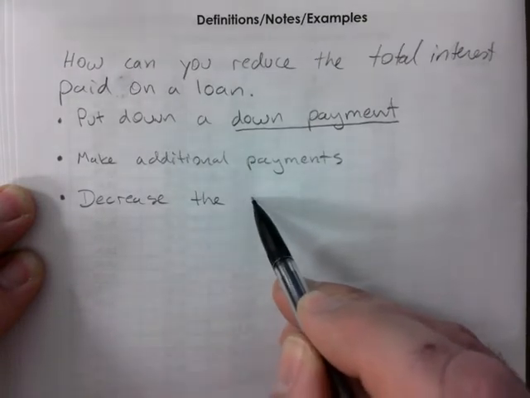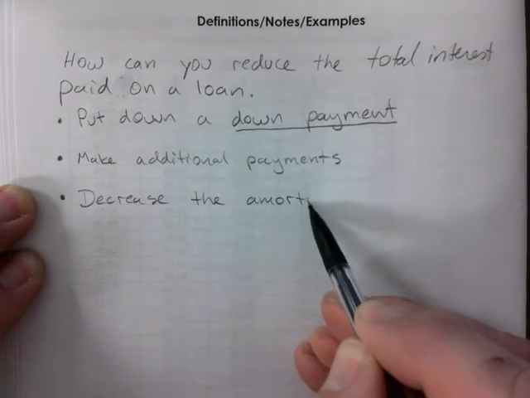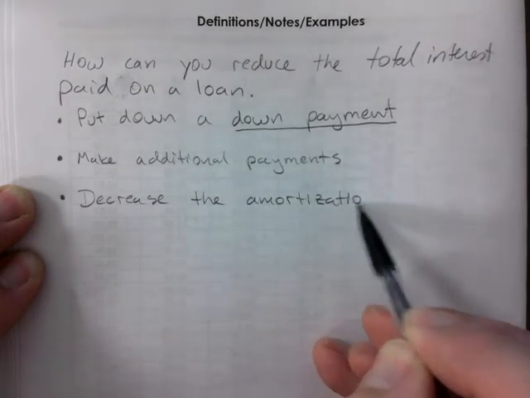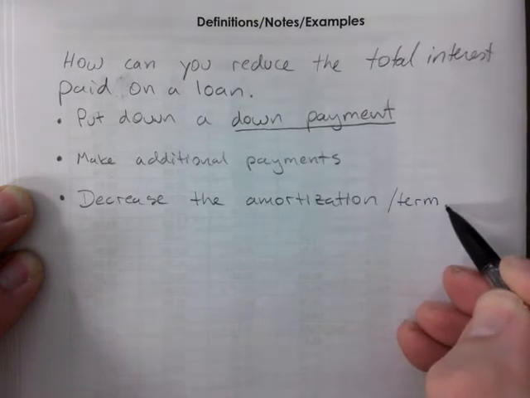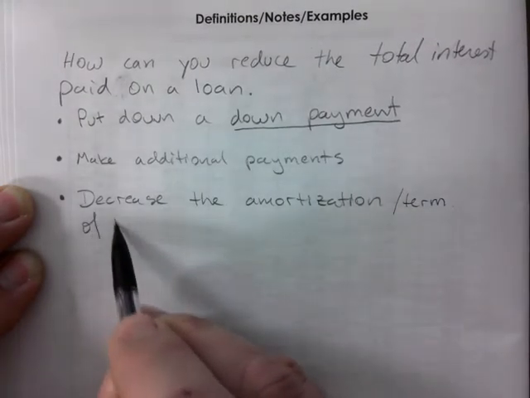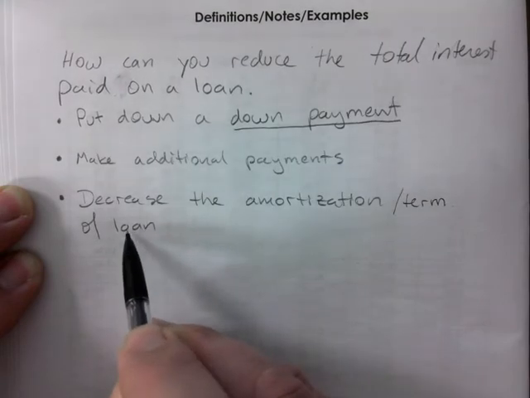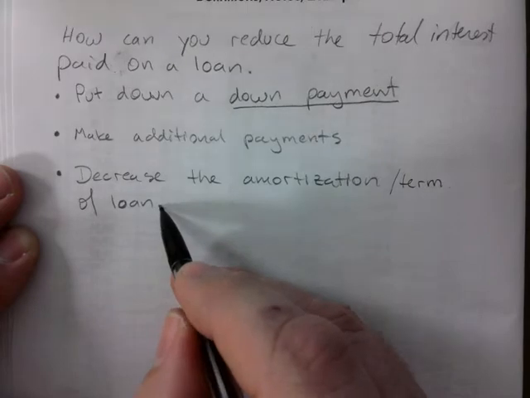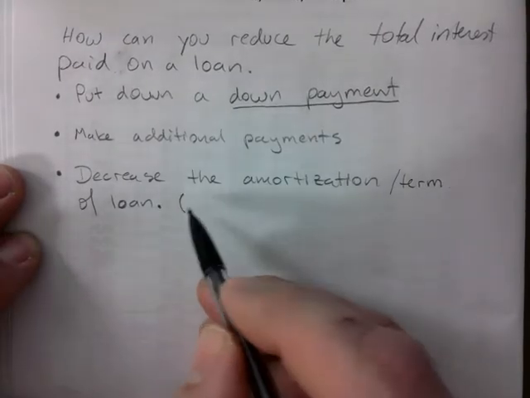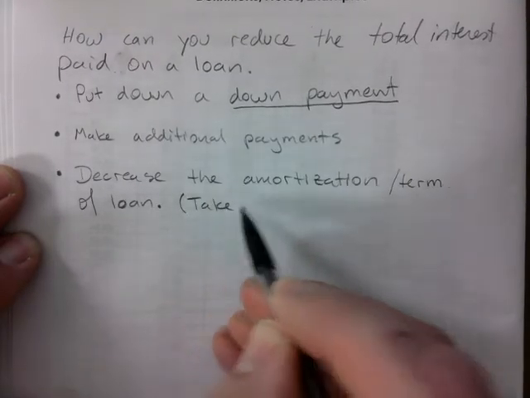The other one would be to decrease the amortization or term of loan. And I want you to feel free to use your own words. Take less time to pay it off.